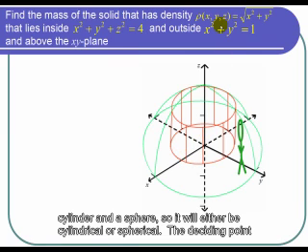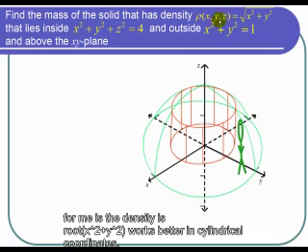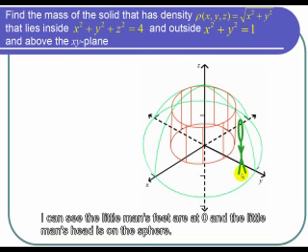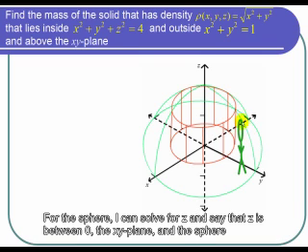The deciding point for me is that the density is the square root of x squared plus y squared, which works better in cylindrical coordinates. So in that case, I'm going to be looking at a dz, dr, d theta. I have my little man standing up and down, and I can see the little man's feet are at 0, and the little man's head is on the sphere.